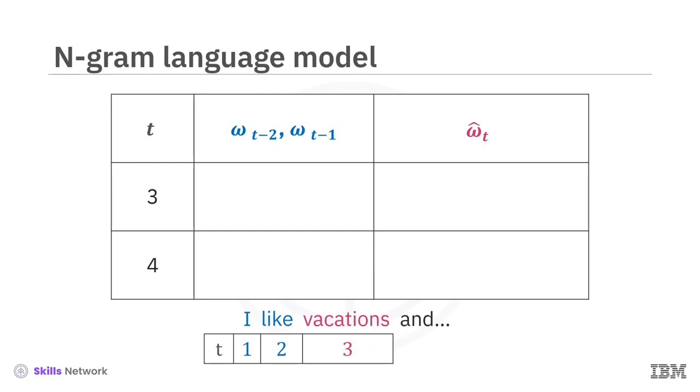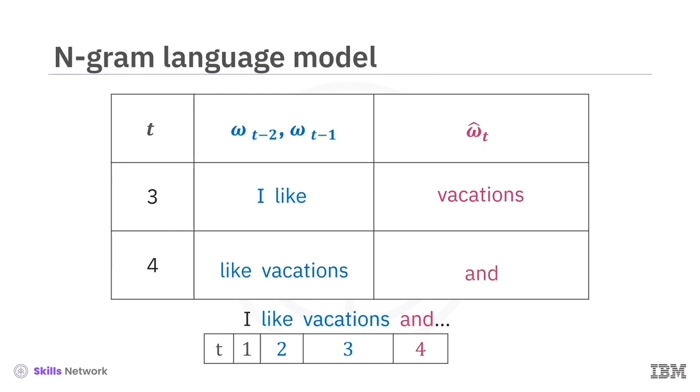Consider the phrase, "I like vacations," with each word's index beneath it. For t equals 3, the context is "I like," shown in blue, and the predicted target word is vacations in red. Moving to t equals 4, presented in row 2, the context updates to "like vacations" with "and" as the next prediction. This method is applied throughout the entire sequence.